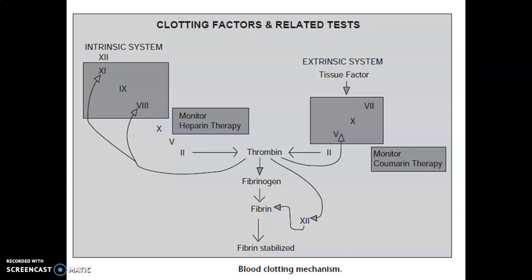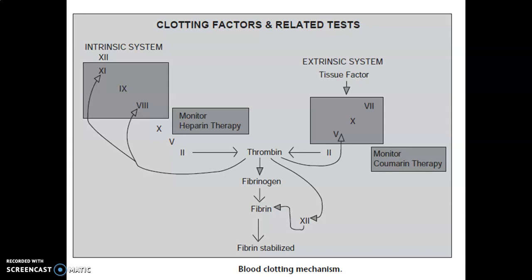Factor number 9A, which is activated, in the presence of factor number 8, combines with calcium ion and causes activation of factor number 10 into 10A. The following events are the same as the extrinsic pathway, that is, combination of factor 10A with factor 5 in the presence of calcium ion leads to formation of prothrombin activator, and it subsequently acts on prothrombin to form thrombin.